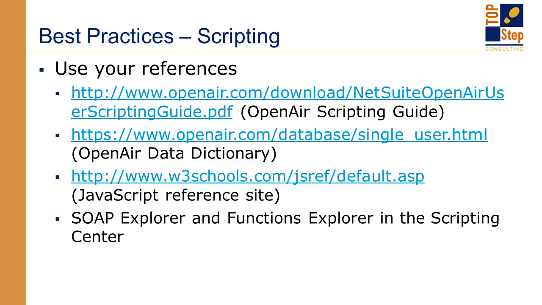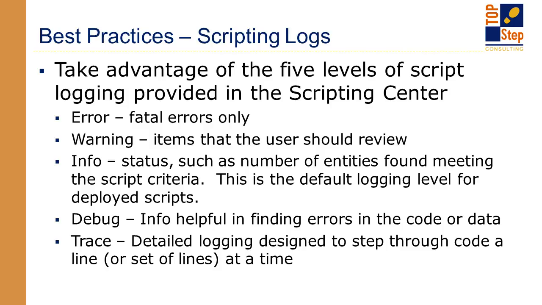All right, one more slide here, just in terms of best practices. This is what I talked about a little bit earlier in terms of scripting logs. We have 5 levels of script logging, where you can say, this is an error, it's a warning, it's just info, it's debug information, or it's trace information. And then you set the script in the scripting center to a certain level of error logging. So you can say, once this is in production, I only want to see errors of warning or above, which would be warning or error.